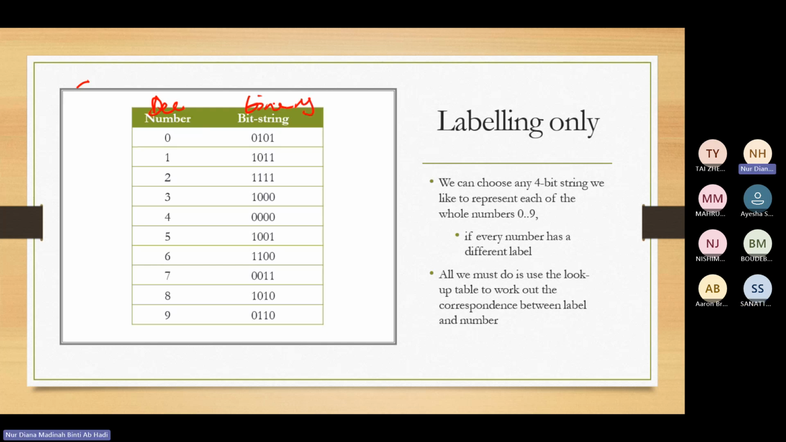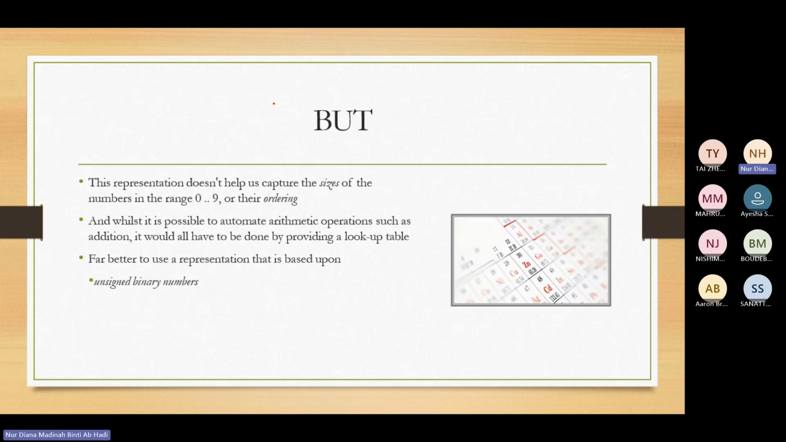Okay. But this representation does not help us to capture the size of the numbers in the range of 0 until 9, and also their ordering. And while it is possible to automate arithmetic operations such as addition, you need to have a lookup table. Far better to use a representation that is based upon your unsigned binary number.